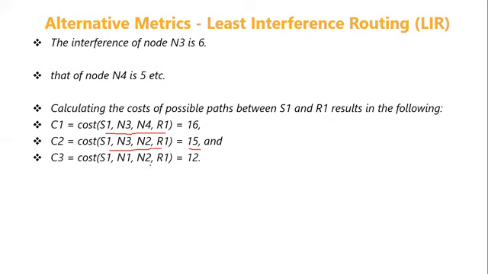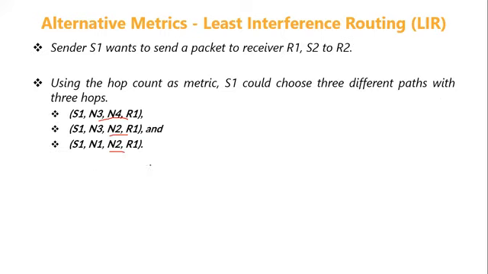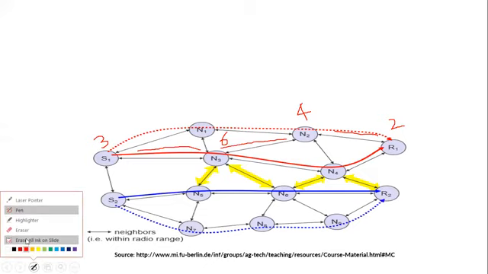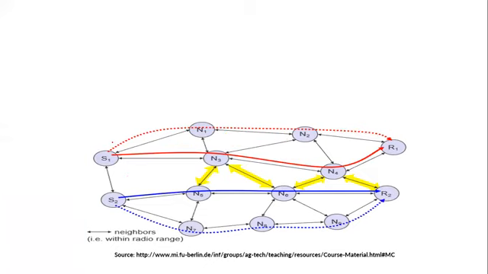S1 to N1, N1 to N2, N2 to R1. So the third path, that is S1 to N1, N1 to N2, and N2 to R1. So again calculate the interference value for all the nodes. S1 interference value is 3. N1 interference value is 1, 2, 3.